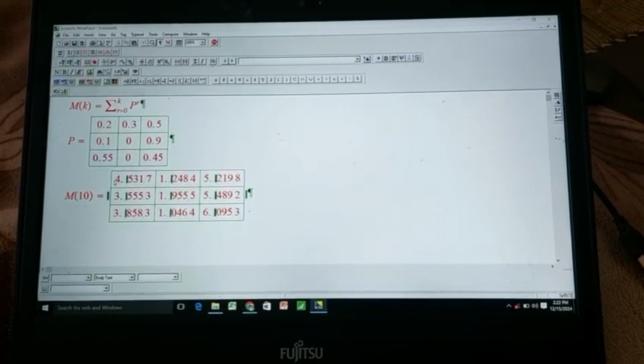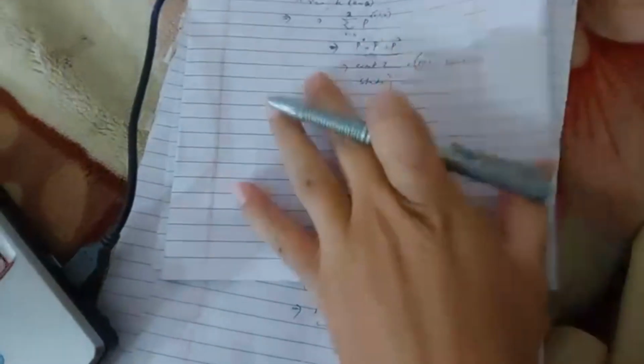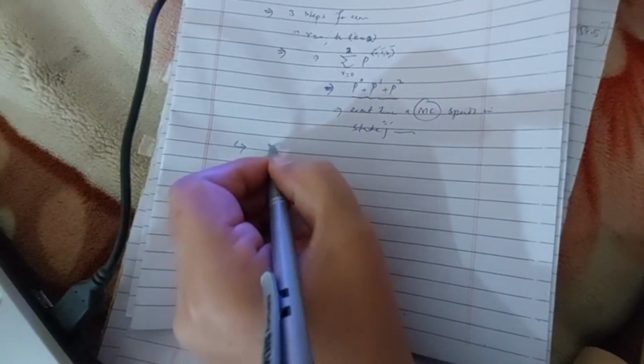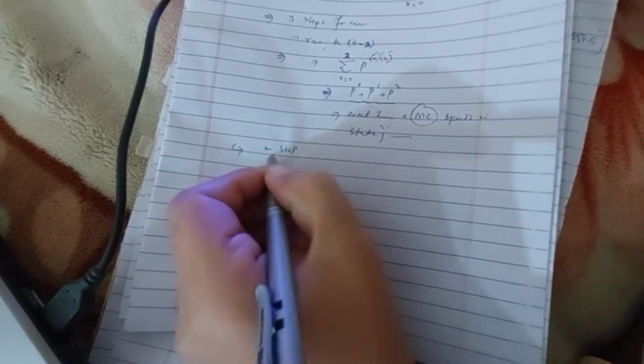Okay, and this summation of row. Okay, so in this video we will be solving this occupancy time problem in the scientific workplace. Here are some steps to follow for doing it in the SWP.